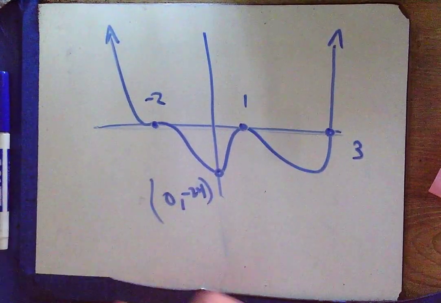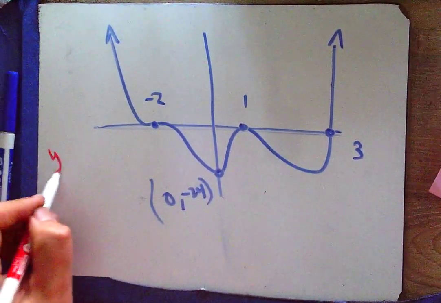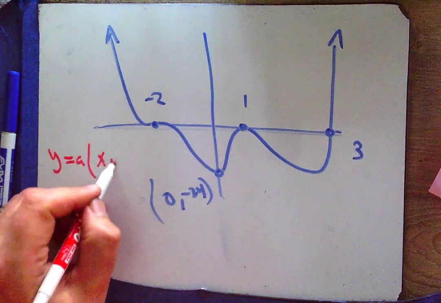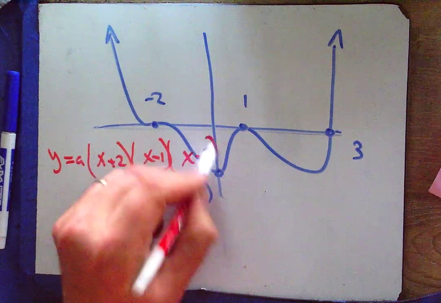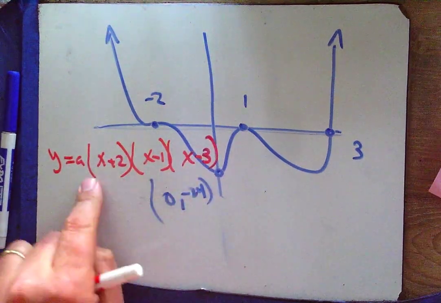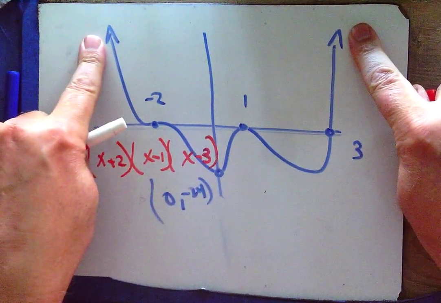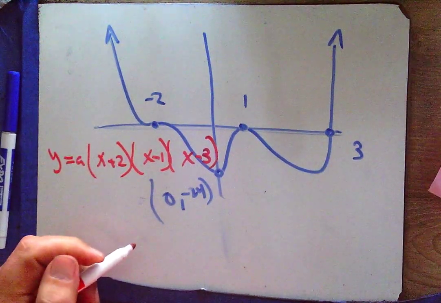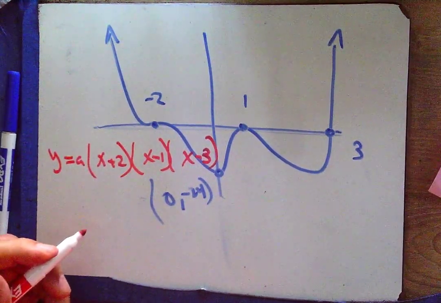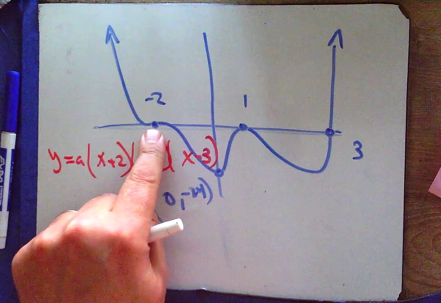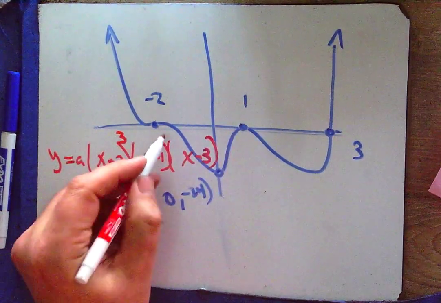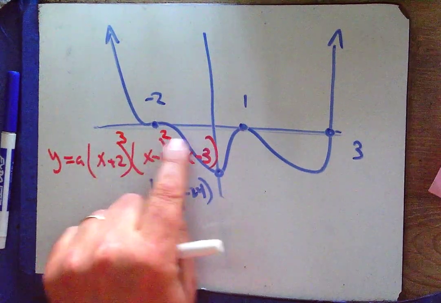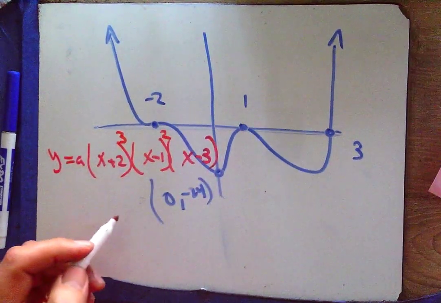Okay, welcome back. So, y equals a, x plus 2, x minus 1, x minus 3. Right now we have a third degree polynomial, but we've got the end behavior of an even degree polynomial. So what do you notice? Well, I notice here a wiggle, so this is a 3. And I notice here a bounce, so this is a 2. 3 plus 2 plus 1 is 6. I have my even degree polynomial.